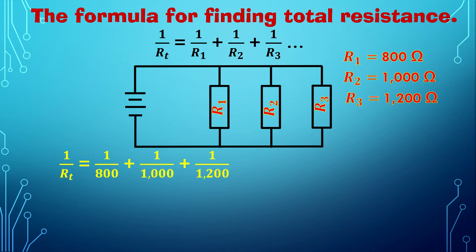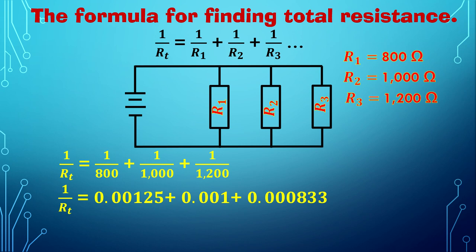But what we can do is set these up. Now, if you're using a scientific or graphing calculator and you know how to use it, you can just do 1 divided by 800 plus 1 divided by 1,000 plus 1 divided by 1,200 and get your answer. Your calculator will do order of operations, so it'll do division first. Then you can actually raise that to the power of -1, which takes the inverse of that answer to get your final answer.